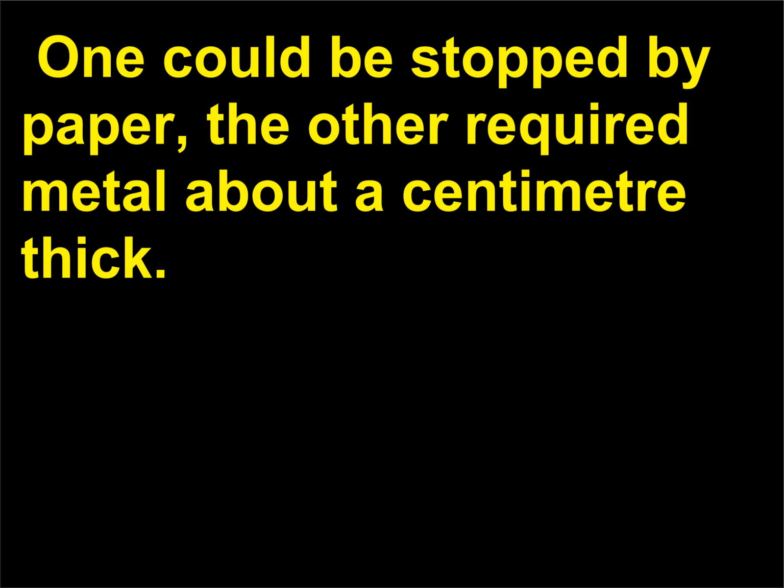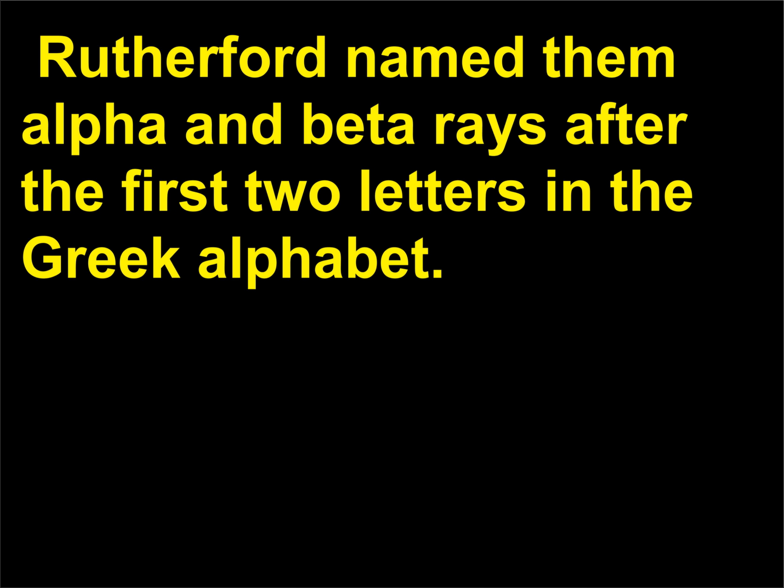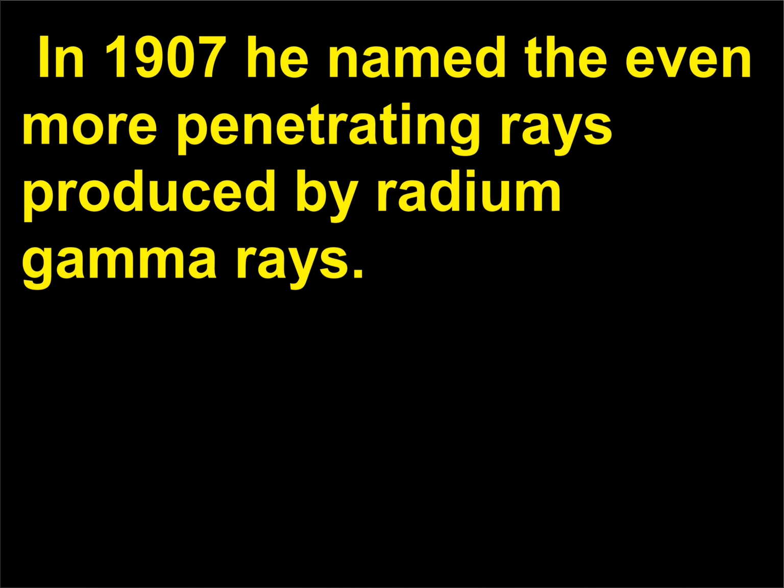One could be stopped by paper, the other required metal about a centimeter thick. Rutherford named them alpha and beta rays after the first two letters in the Greek alphabet. In 1907 he named the even more penetrating rays produced by radium gamma rays.